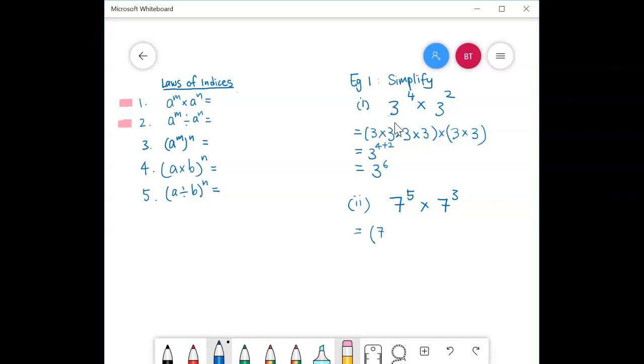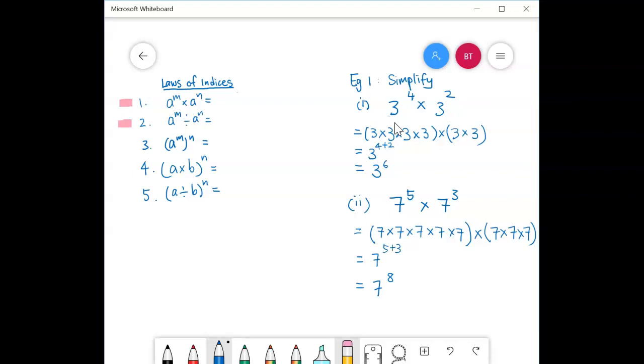7 to the power of 5 simply means 7 times 7 times 7 times 7 times 7. So power 5 refers to 5 7's getting multiplied together. 7 to the power of 3 means 7 times 7 times 7. And when these two sets of numbers get multiplied together, we get 7 to the power of 1, 2, 3, 4, 5, 6, 7, 8. And likewise, this is the same as taking 5 7's plus 3 7's to get overall of 8 7's.